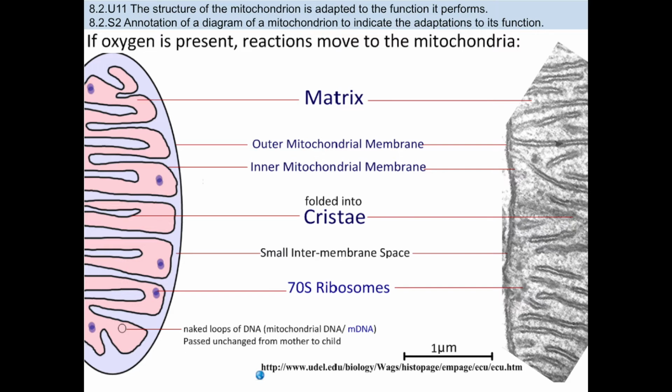Why do we have to learn the parts of the mitochondria? Because that's where the cellular respiration happens. Minus glycolysis. Glycolysis is in the cytoplasm. The rest of the processes happen in the mitochondria. So we need to know the structure of the mitochondria. So let's look at the different parts here.